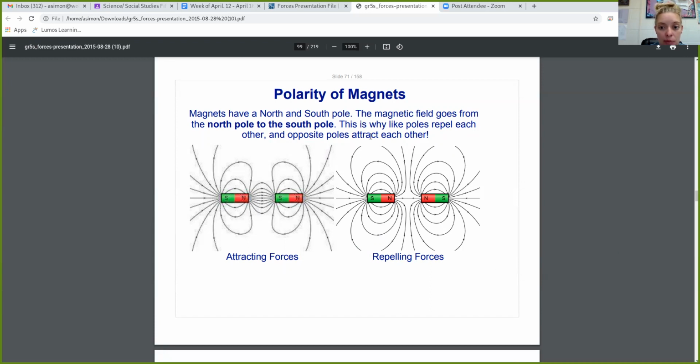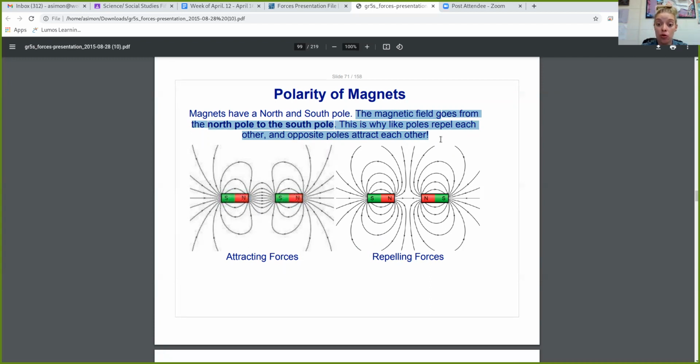It's very important. Magnetic field goes from the north pole to the south pole. This is why like poles repel each other and opposite poles attract each other. So the north always wants to find a south. If it's a north end of a magnet and a south end of a magnet, they're going to attract each other. They're going to pull each other in. A north always wants to find a south.